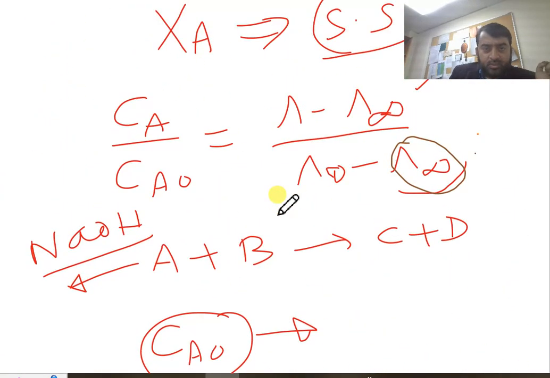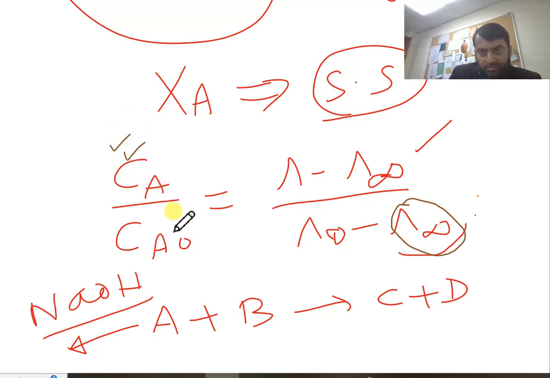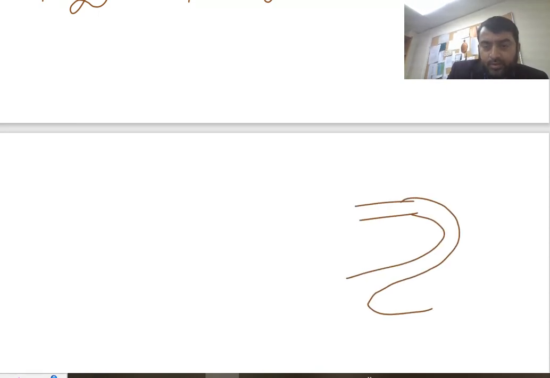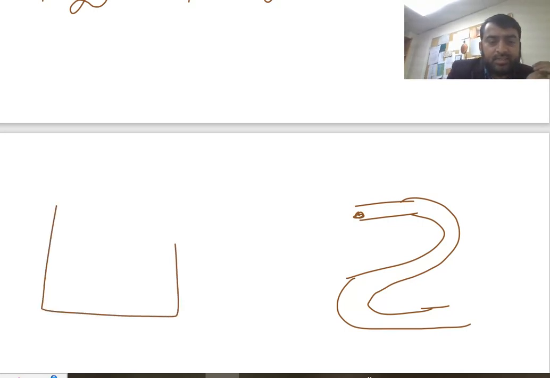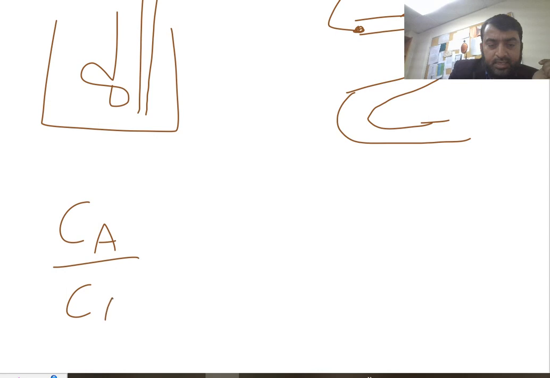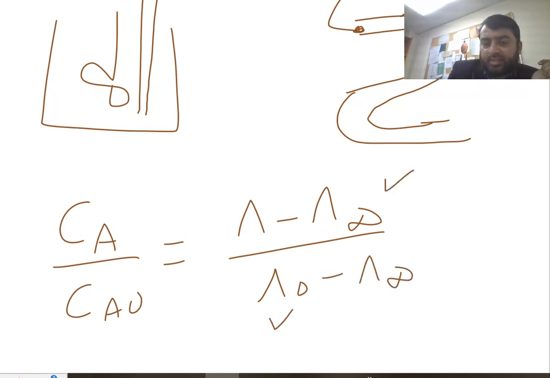Okay, now in this equation, what you need to find is CA. CA0, the initial concentration at the inlet of the reactor, is known. Lambda infinity is known. Lambda 0 is known. Lambda is literally measured in the lab. For a tubular reactor, you will measure at the exit, whatever the shape of the tube. And for a CSTR, which is perfectly mixed, you will measure in the reactor. So that is lambda, measured in the lab. This way you can find the concentration CA after the reaction, and then you can get conversion.